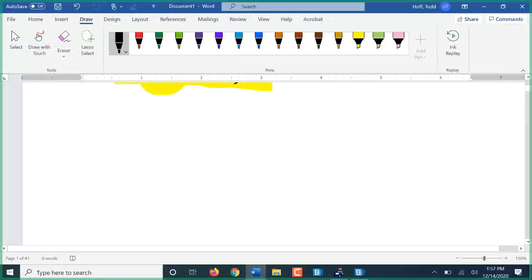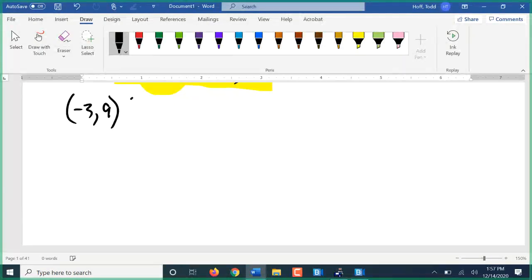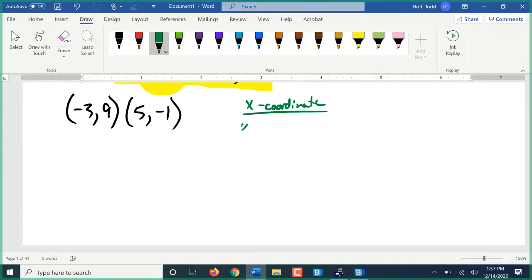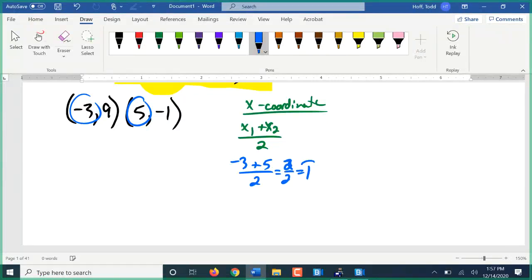So if I have the point -3, 9, and 5, -1, I can find the midpoint for the x coordinate by adding together. Remember, it's x1 plus x2 over 2. So I'm going to have x1 is -3 plus x2 is the 5 over 2. Well, -3 plus 5 is just 2. 2 over 2 is 1. So 1 is the x coordinate.